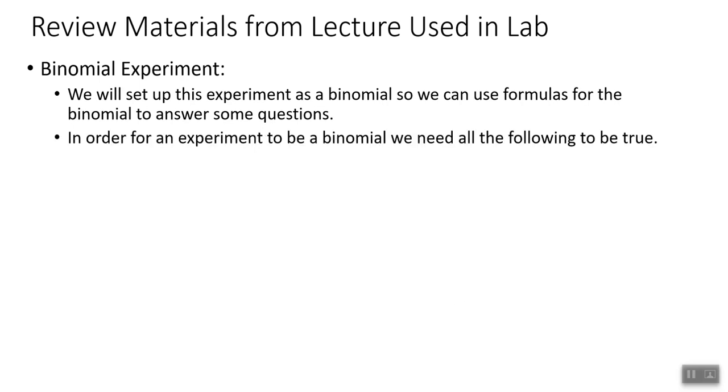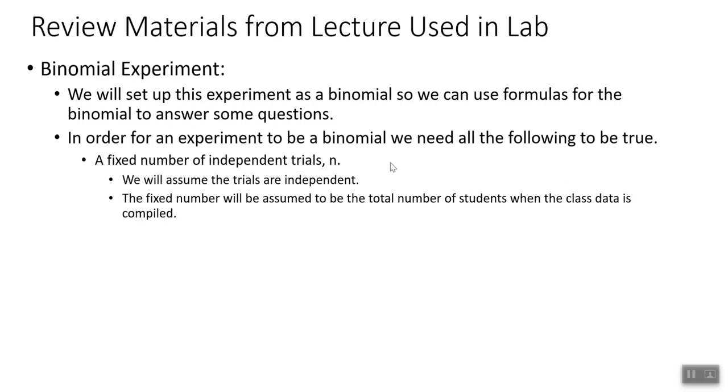Remember that in order for an experiment to be a binomial, we need the following to be true. You need a fixed number of independent trials. You need to know what n is. For this experiment, we're going to assume that the trials are independent of each other. The fixed number will be assumed to be the total number of students when the class data is compiled.